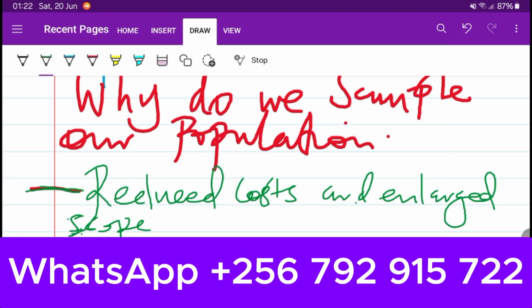The other aspect is the organization of work.